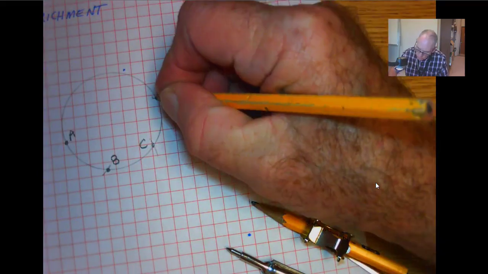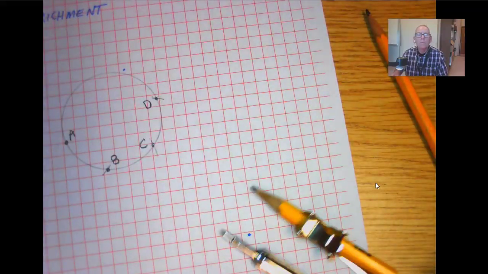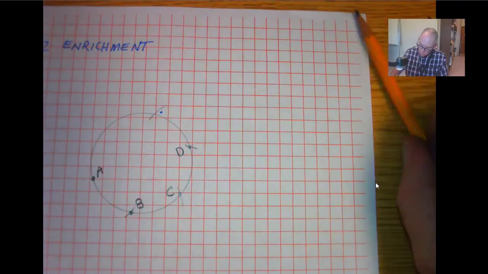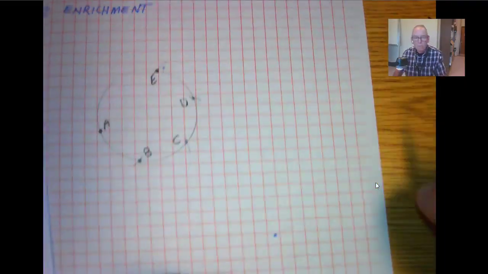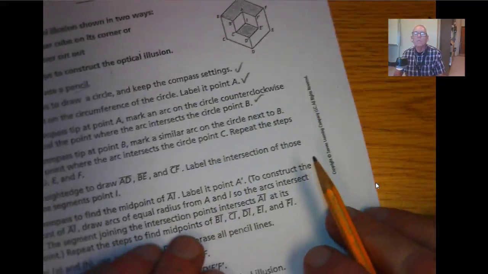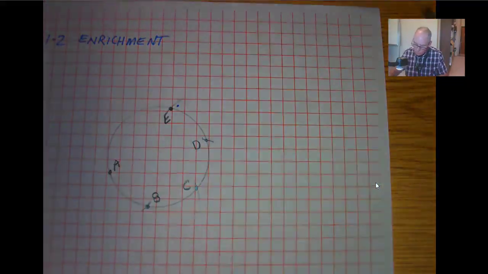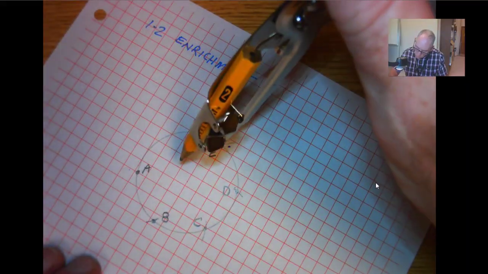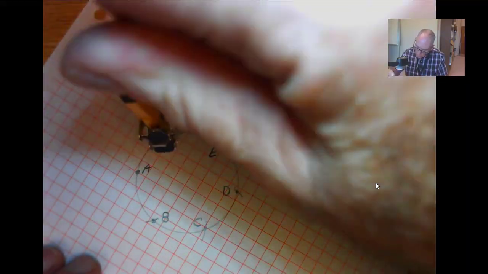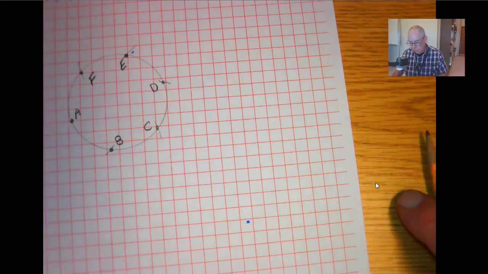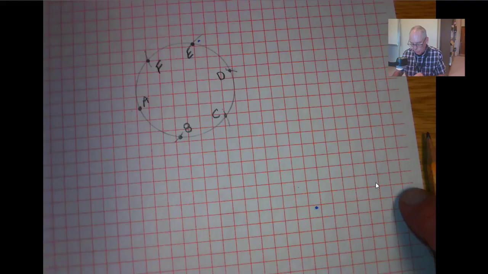Be careful not to put too much pressure on the point part of the compass so it won't spread out. Do point E. And then we also do point F. Okay, I got that part.